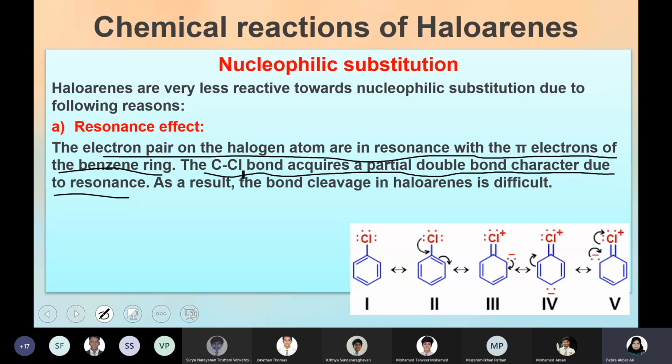If partial double bond character is there, breaking the bond won't be easy. In nucleophilic substitution, the bond should be broken and a new bond should be formed. Here that will be difficult because it's not a single bond as we expect. Instead, it is a double bond between the carbon and chlorine, so the bond cleavage will be difficult. That's the first reason why haloarenes do not undergo nucleophilic substitution.